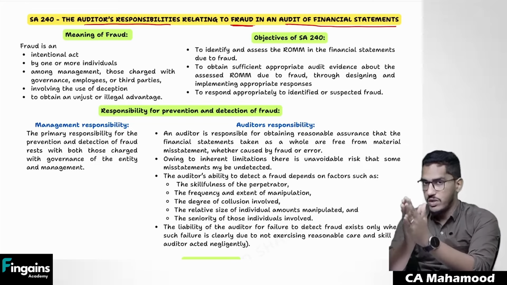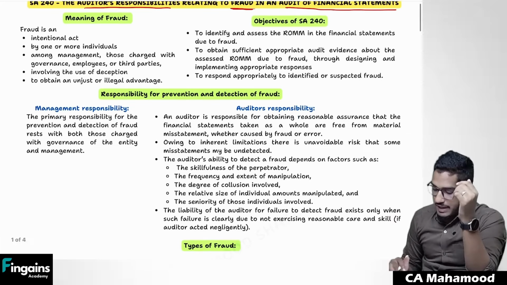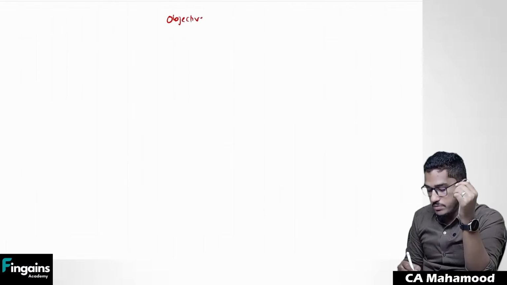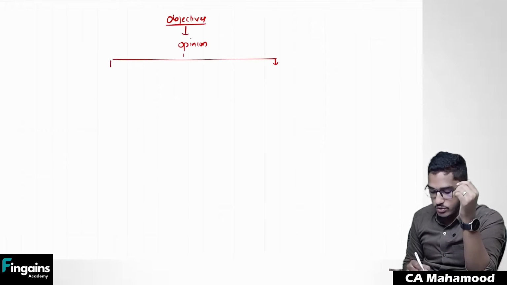That is what the standard is going to talk about. But first of all, we have to go back to our basics. In the introduction chapter, I explained what the objectives of the auditor are. There are two objectives of the auditor. So ultimately, the auditor is required to express an opinion, and that opinion is required to be expressed regarding two things.